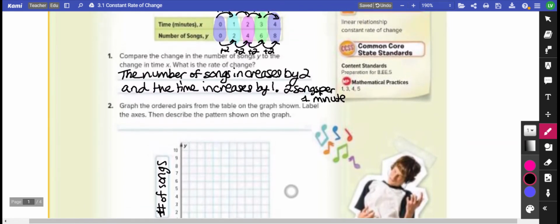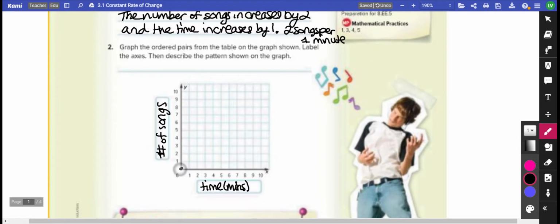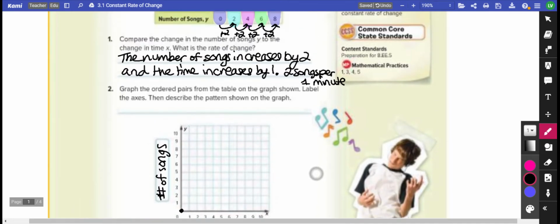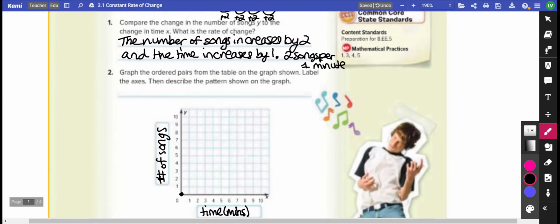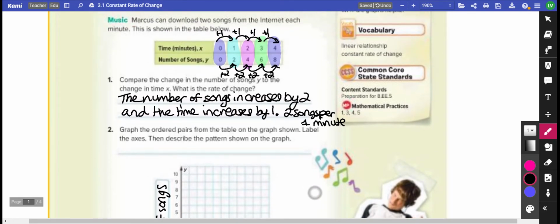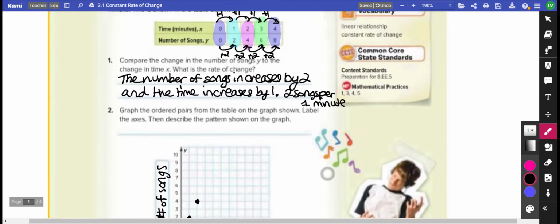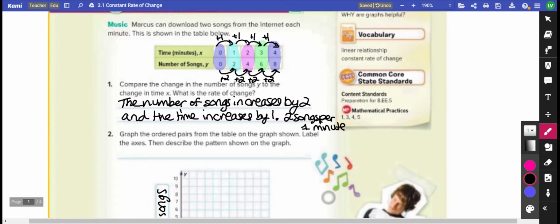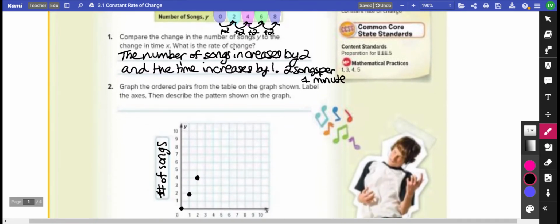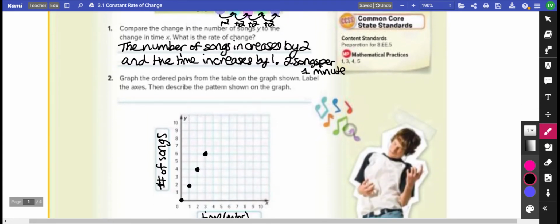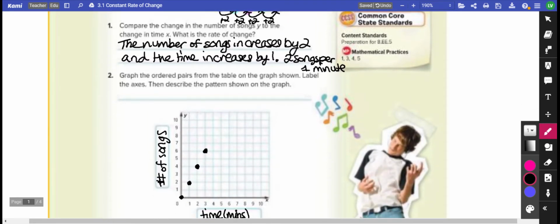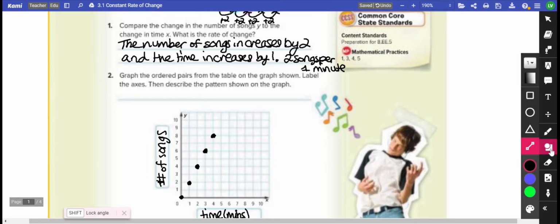So my first ordered pair is 0, 0. So I'm going to plot that. My second ordered pair is going to be 1, 2. Over 1, up 2. My third ordered pair is at 2, 4. To the right 2, up 4. My fourth ordered pair is 3, 6. So to the right 3, up 6. And my last ordered pair is at 4, 8. To the right 4, up 8. And I'm going to connect my points.